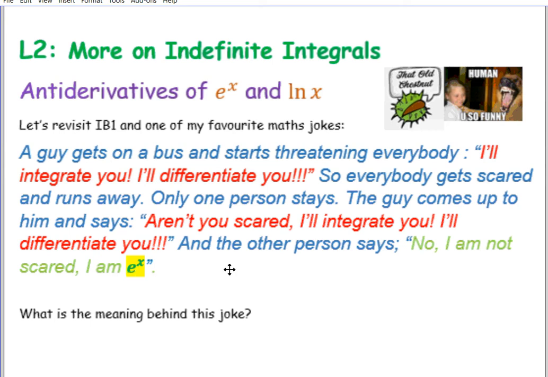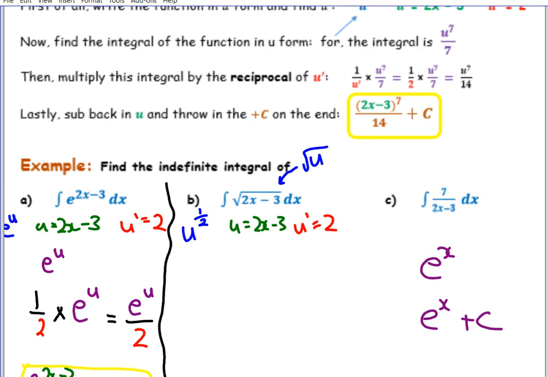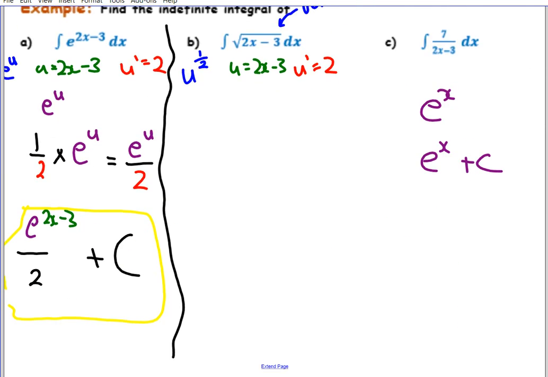So Grace, remember the derivative of e to the x is just e to the x? Yes. And the integral of e to the x is e to the x plus c. Okay, I think I got it. Yeah, so that's a special thing to do with e to the x. It's the only function that doesn't change.